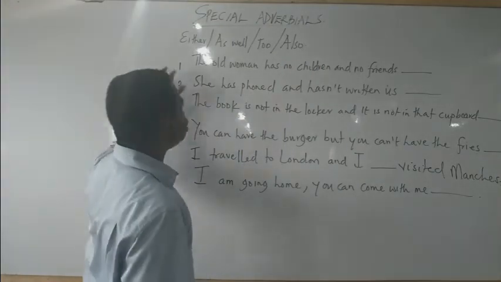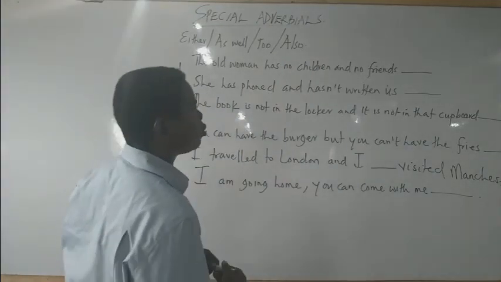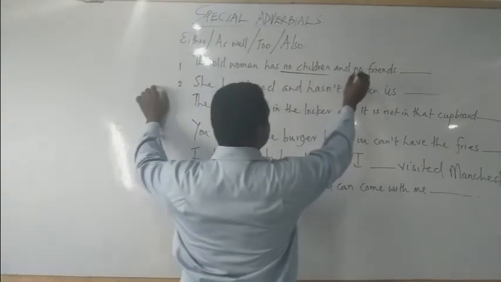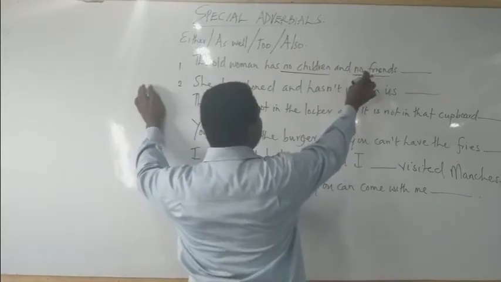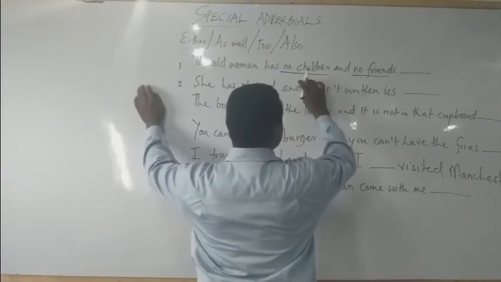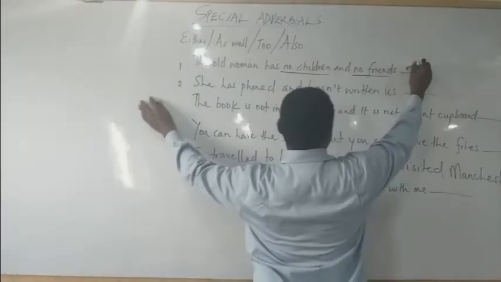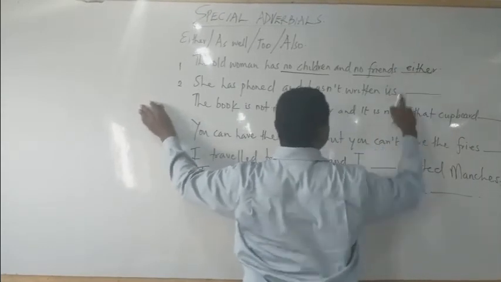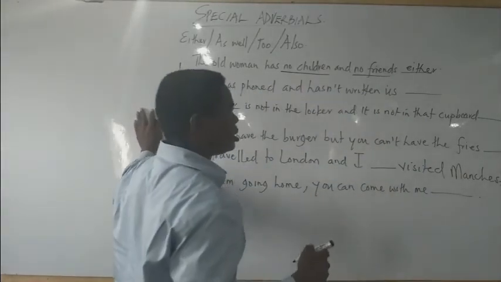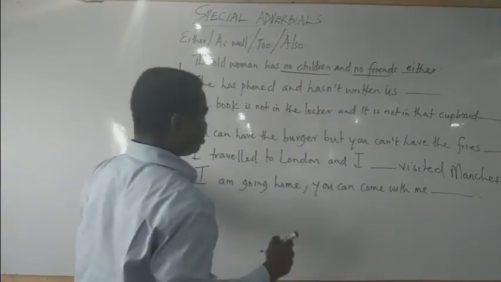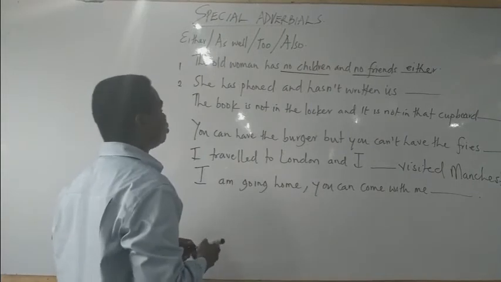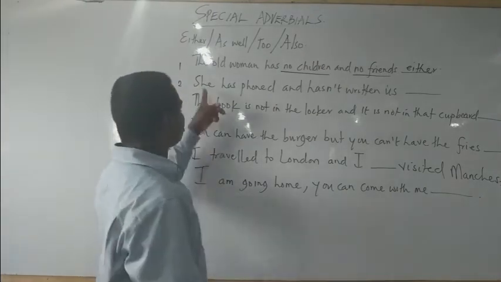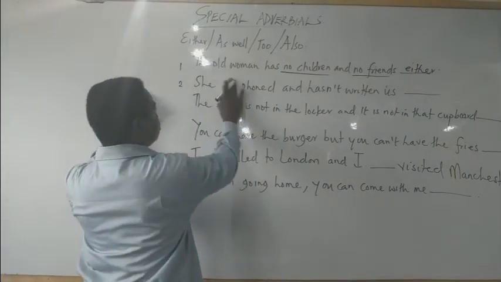Now let's check. The old woman has no children and no friends dash. Can you see? No children, negative. No friends, negative. Where you have two negative clauses, what will come at the end is what? Either. Not as well. You are bound to put as well here, but as well will not express the grammatical meaning of that sentence, which is what? Either. That is correct in that instance. So the old woman has no children and no friends, what? Either.